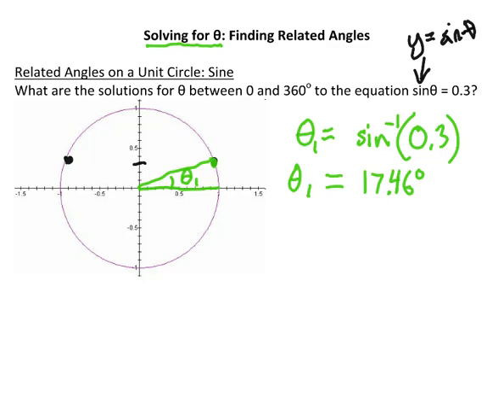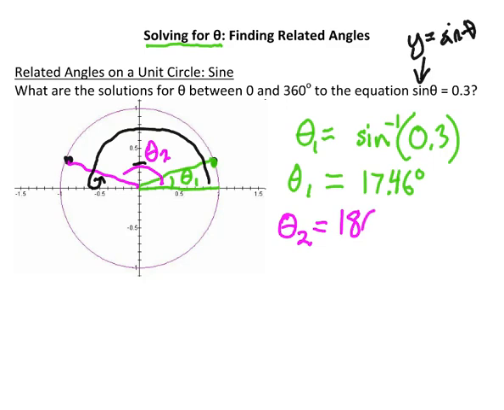But there's actually another angle too, right? Because this also shares a y value of 0.3. So there's also a theta 2 going on here. We need to calculate that one as well. So to figure out what theta 2 is, you can notice that this is kind of a symmetric thing. So to get theta 2, what you're going to do is start from the positive x-axis like we always do, go over to 180 degrees, and then back up by that distance right in there, which is also theta 1. So to calculate theta 2, what you're doing is go all the way to 180 degrees and then subtract theta 1.